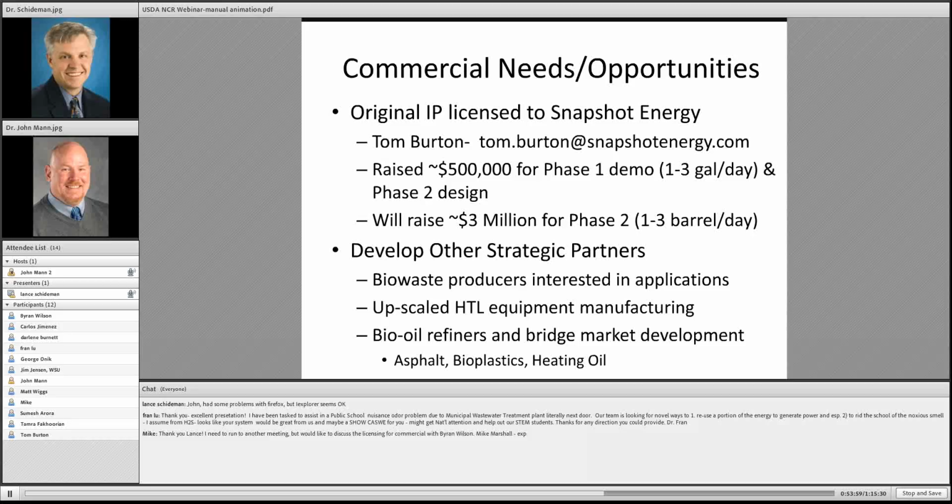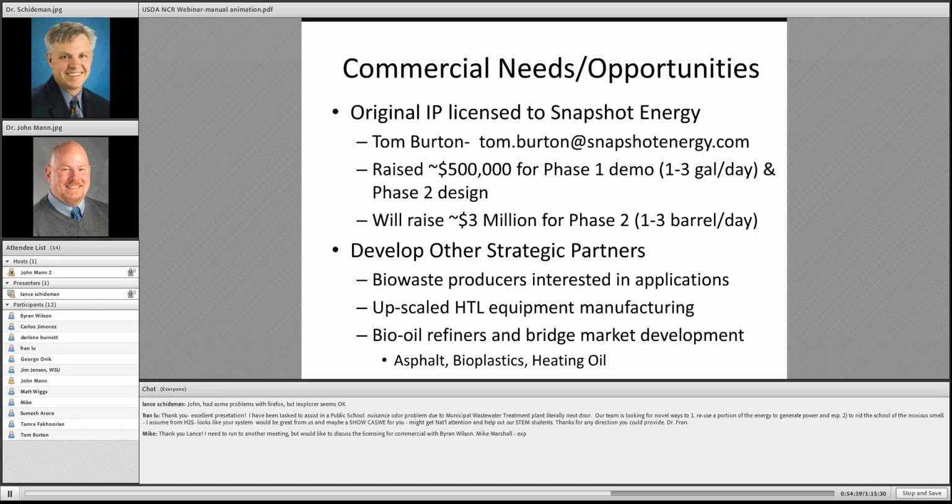Some commercial needs and opportunities here. I mentioned the original IP was licensed to Snapshot Energy, and I've given a contact here if you want to check in on further developments. They've raised through Snapshot about $500,000 for the phase 1 demo, which in the end will produce about 1 to 3 gallons per day, and to do some design work on phase 2. Phase 2 is expected to make about 1 to 3 barrels a day, and the expected cost for that is around $3 million. So at some point we'll either have to get a grant for that or raise some more money.